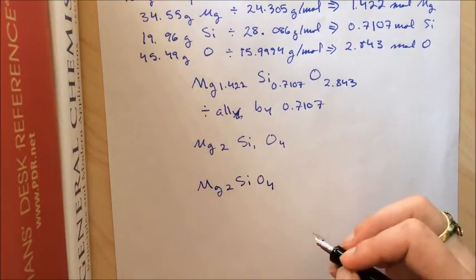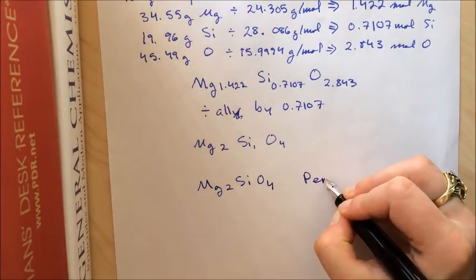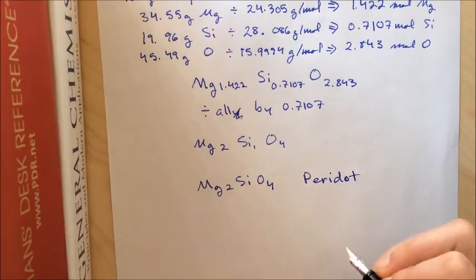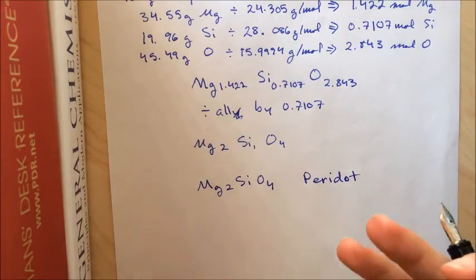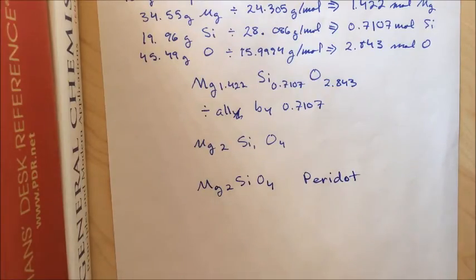Mg2SiO4. This happens to be peridot, a common gemstone. It's very common to use empirical formulas for minerals and ceramics because they don't have a molecular structure like things that are made out of carbon and oxygen tend to. So this is the most easy way for us to represent their overall formula.